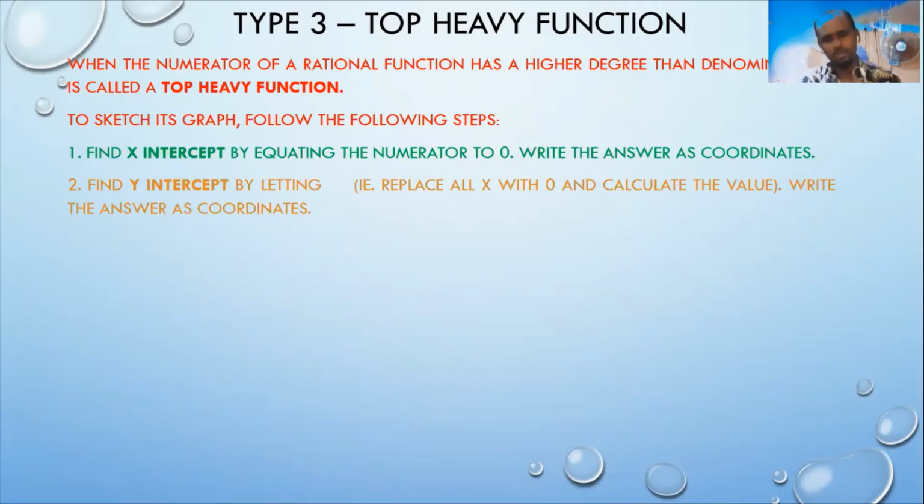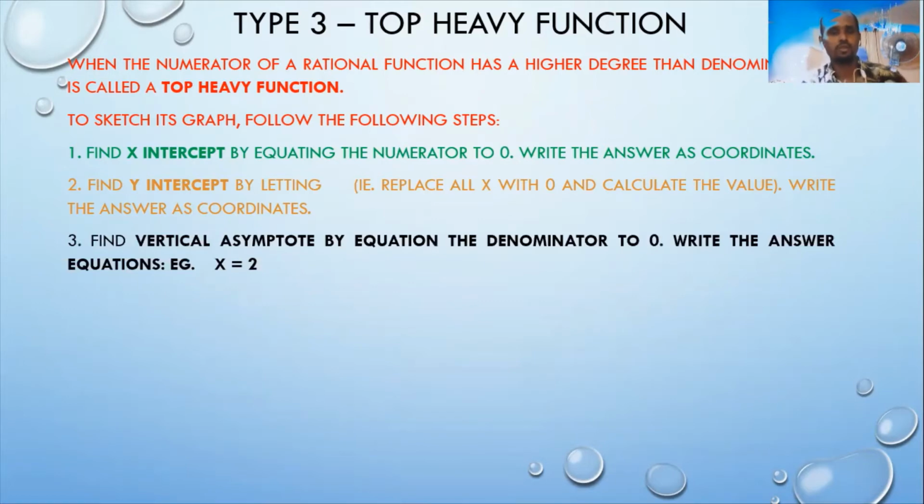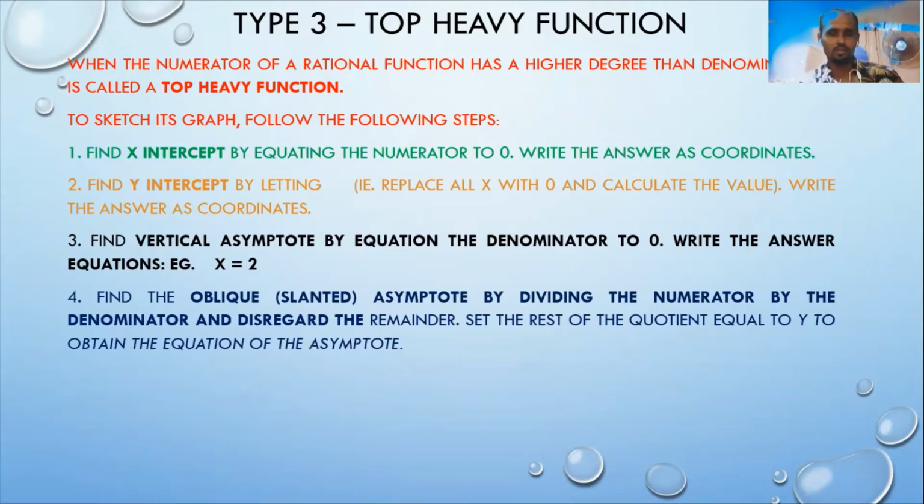Finding the x and y-intercepts is similar for all the functions. For the x-intercept, you set the numerator equal to 0. For the y-intercept, you replace the x with 0, use the whole equation, and you'll get the y-intercept. And to find the vertical asymptote, you set the denominator equal to 0. Again, the vertical asymptote is the same for all three types of function. Only the next one is different.